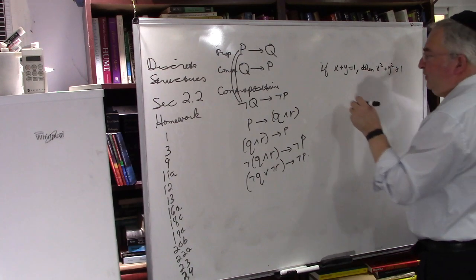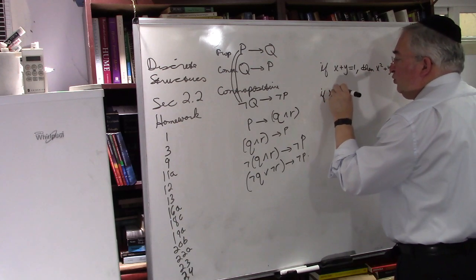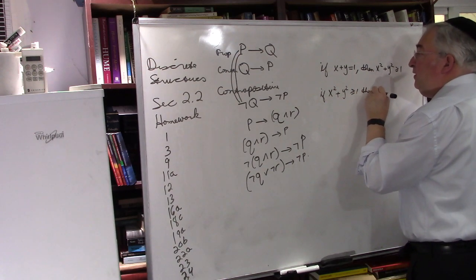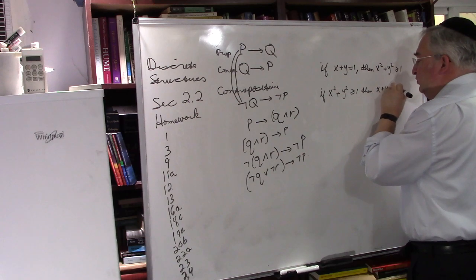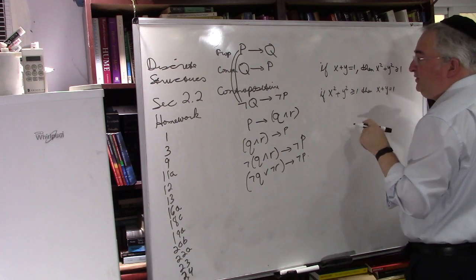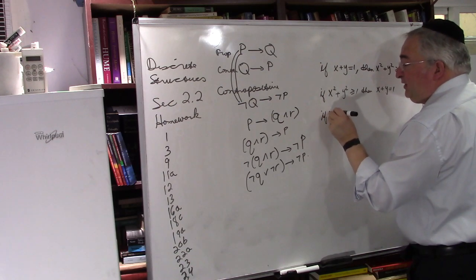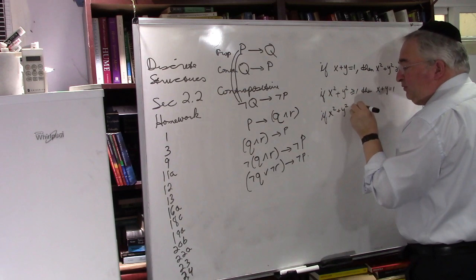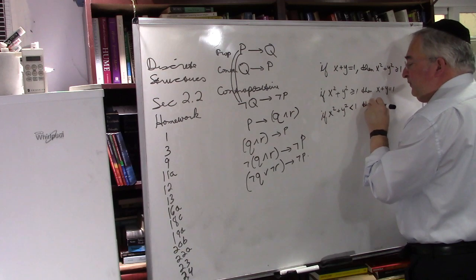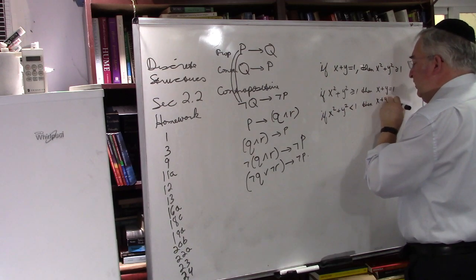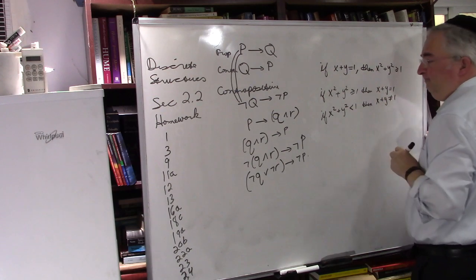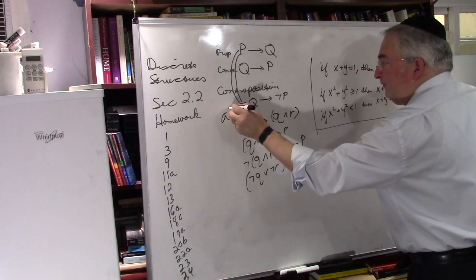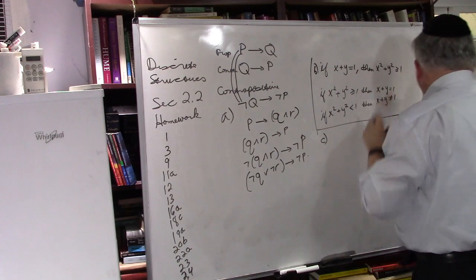What I just want to do is write the converse. So the converse is if x squared plus y squared is greater than or equal to 1, then x plus y equals 1. That's the converse. The contrapositive is if x squared plus y squared, instead of greater than or equal to, so we want not greater than or equal to, so let's write less than 1, then x plus y is not equal to 1. That's the contrapositive.